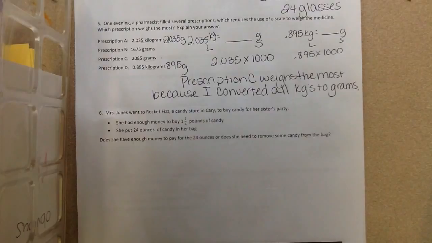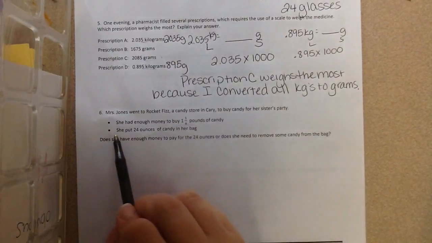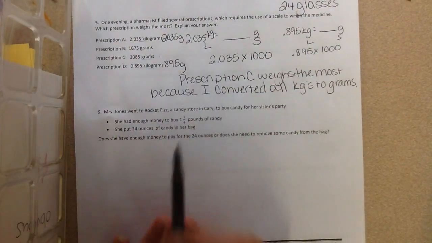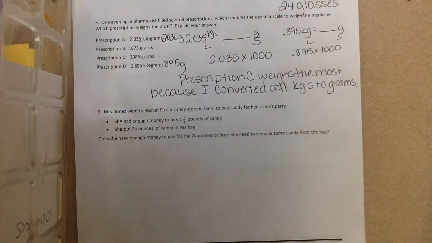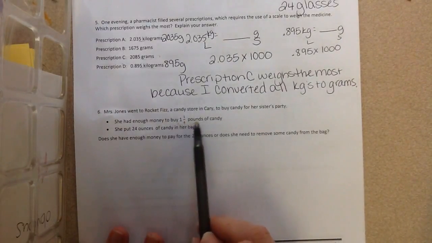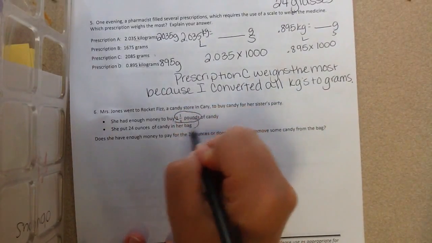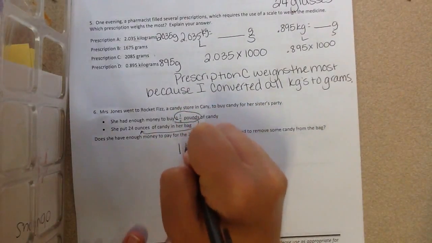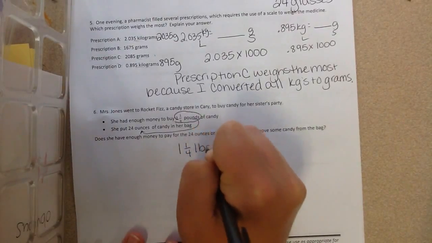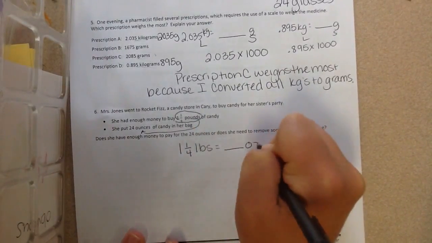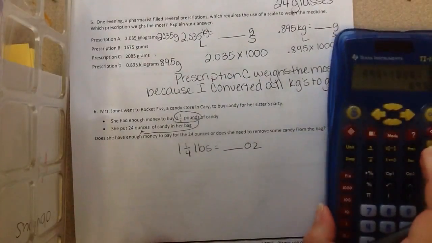Mrs. Jones went to Rocket Fizz, a candy store in Cary, to buy candy for her sister's party. She had enough money to buy 1 1/4 pounds of candy. She put 24 ounces of candy in her bag. Does she have enough to pay for the 24 ounces, or does she need to remove some? I need to change my pounds to ounces. I need to see how many pounds, and I have to compare it to ounces. So here's my pounds, and I'm going to compare it to ounces. So let's look and see.